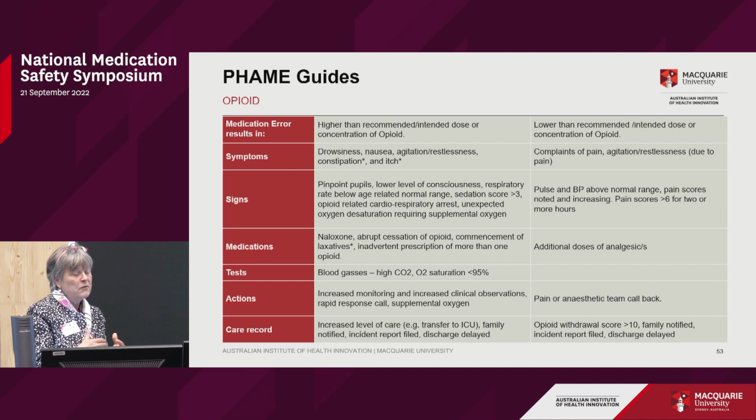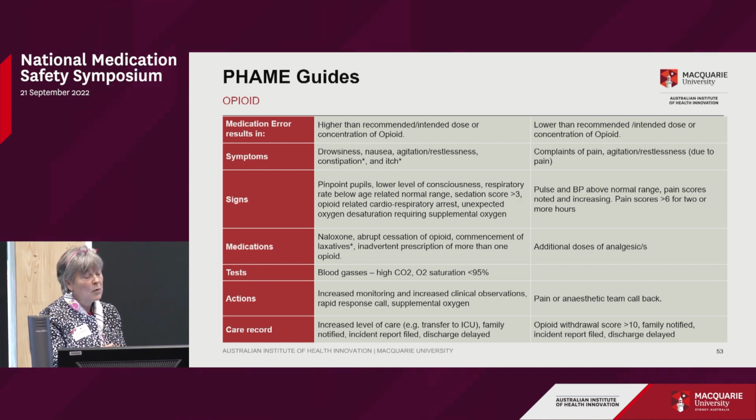And so we looked at the symptoms, for example, drowsiness if you have too much of an opioid. Signs, you may see pinpoint pupils. Any medications that were given as an antidote, for example, is a red flag. And we looked at other tests that may have been done to determine how the patient was responding, and any actions that were occurring in terms of higher levels of care that were needed for that patient. And we looked at the care record because we were looking not only at the issues around that particular patient during their stay in hospital, but also the impact of that error and that potential harm on the patient in terms of their overall care.